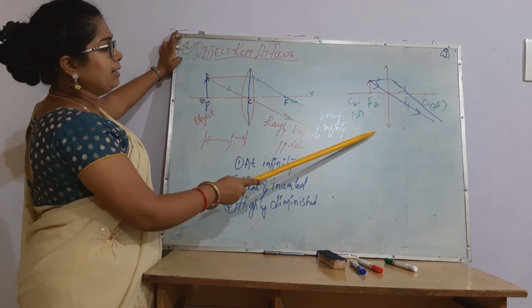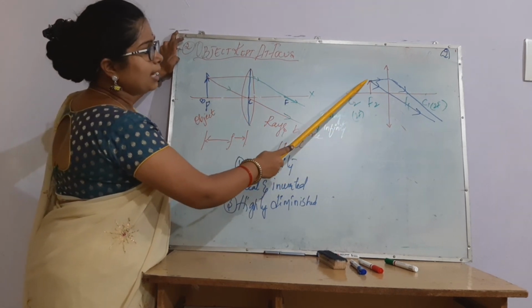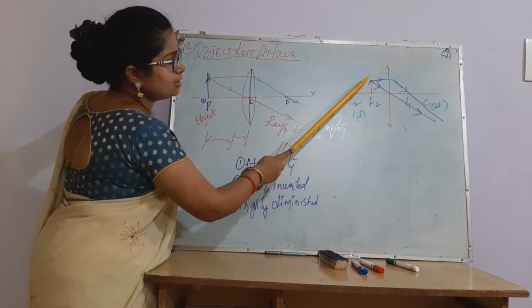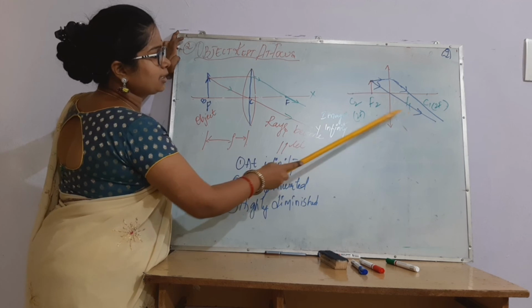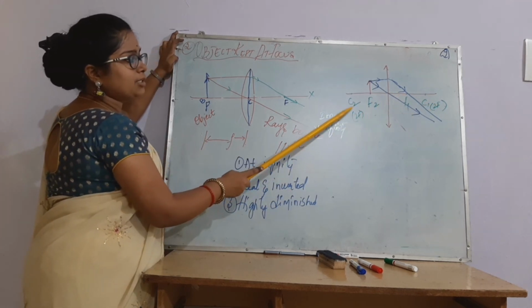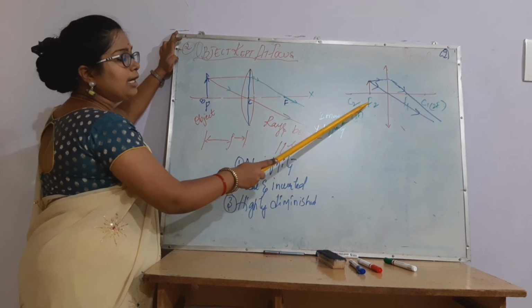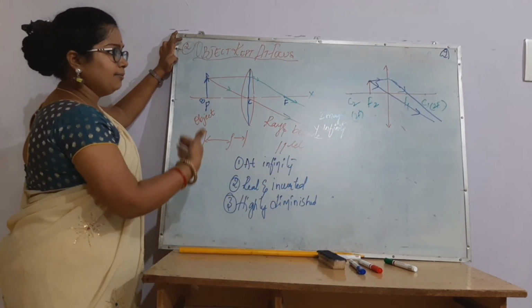Here also the same with the convex lens. Parallel to the principal axis, it passes through the focus, and from the optic center it moves straight, and the image is formed. See, C1 and C2 is a double. You can sometimes write 2F and 2F dash also. I'll tell you in the next case.